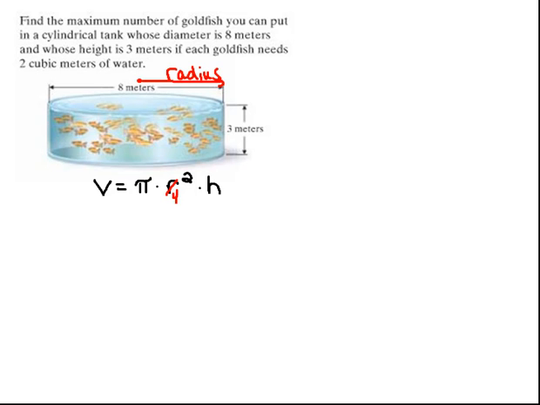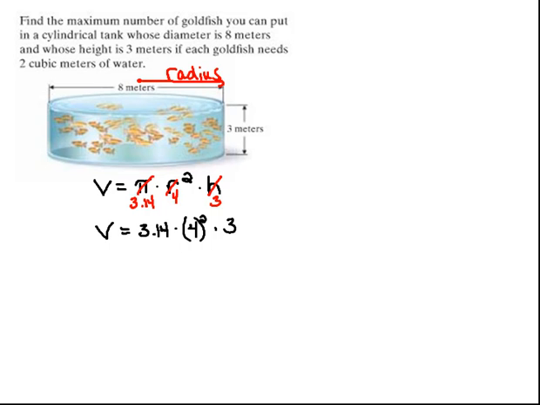Well, in this problem, they gave us that the diameter was 8 meters. So if you'll remember from your geometry, a radius is half as much as a diameter is. So our radius then would be 4. They told us that the height is 3 meters. They gave that to us. And we also know that pi, we can use 3.14 in place of pi. So what we have now is volume will equal 3.14 times 4 squared times 3.